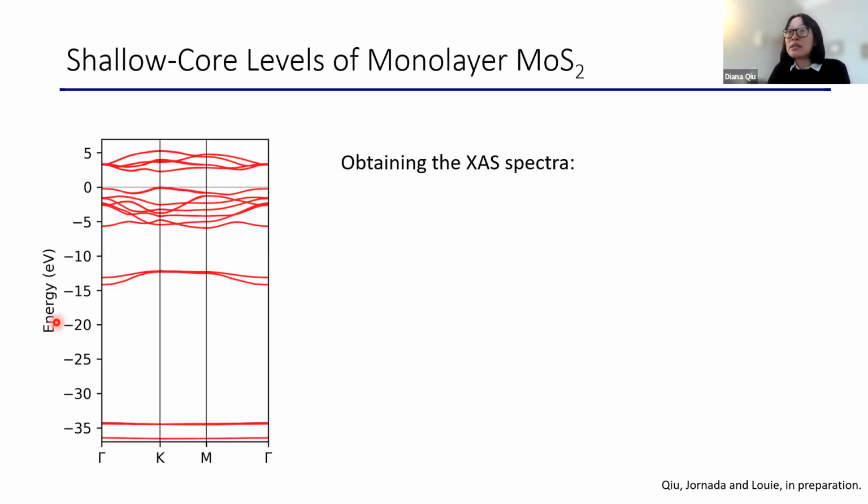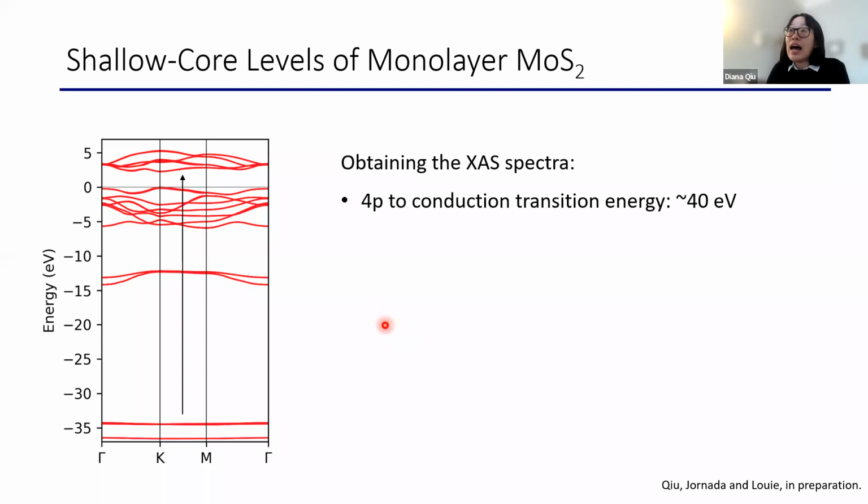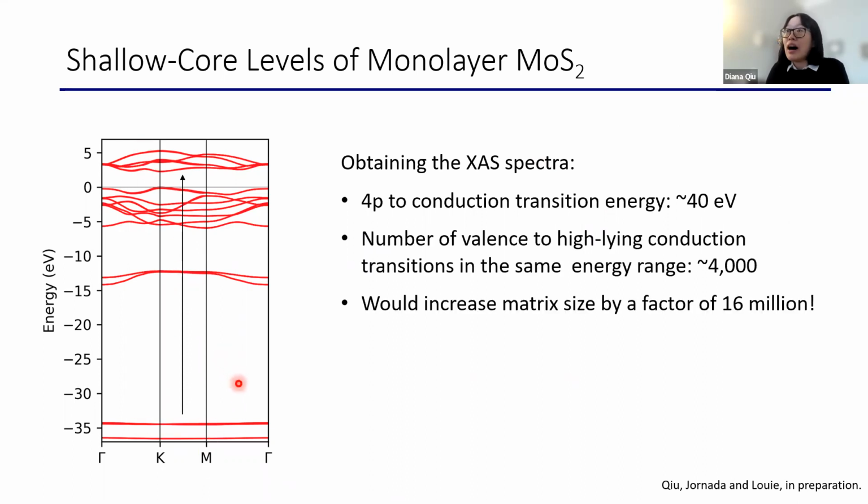Next, we'd like to obtain the X-ray absorption spectrum by solving the Bethe-Salpeter equation. Ideally, what we need to do is include all transitions over a range of about 40 electron volts, which is the range from the 4p to the conduction band. However, in this energy range, the number of valence to high-lying conduction transitions is on the order of about 4,000, which would increase the size of our BSE matrix by a factor of about 16 million, which is not computationally accessible at this point.